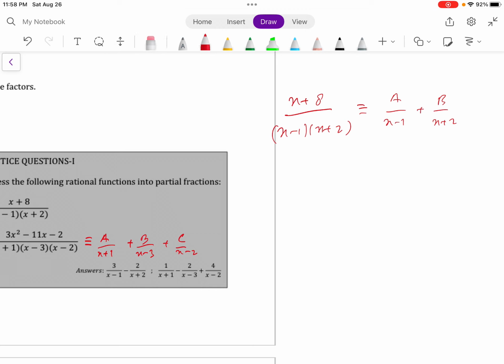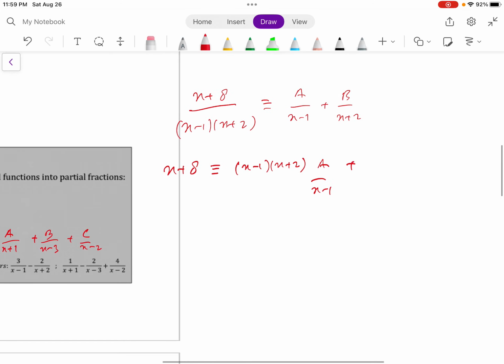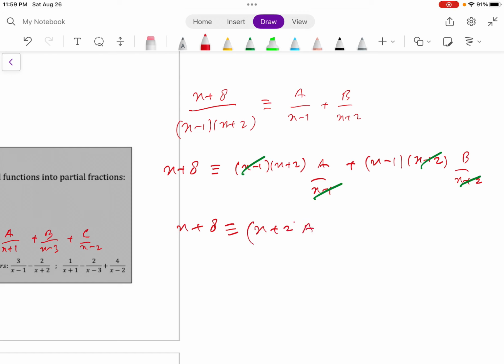We can cross multiply this denominator. If we cross multiply, we are going to get x plus 8 identical to x minus 1 times x plus 2, multiplied with A over x minus 1, and this is also multiplied with the second fraction, which is B over x plus 2. We can see that one factor is cancelled in each, so this becomes an identity. x plus 8 is identical to x plus 2 times A plus x minus 1 times B.